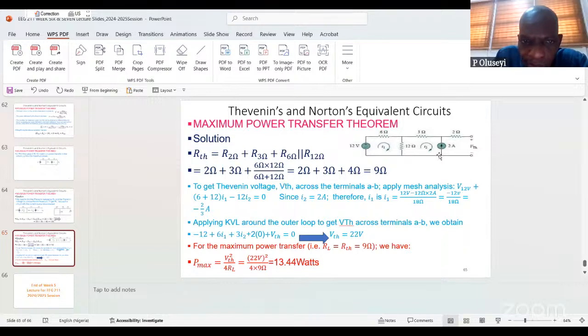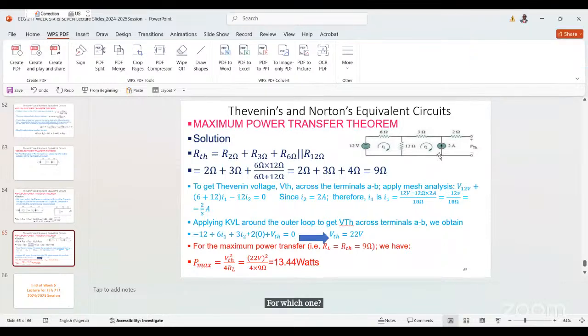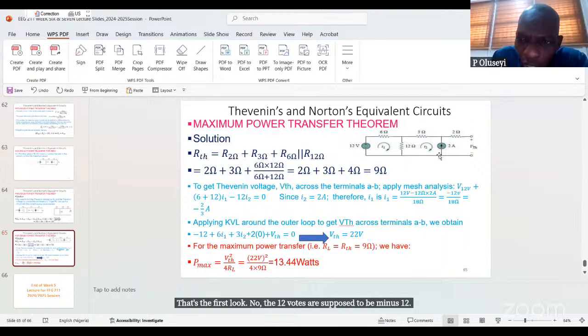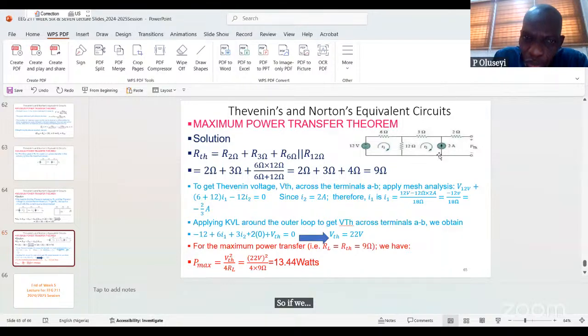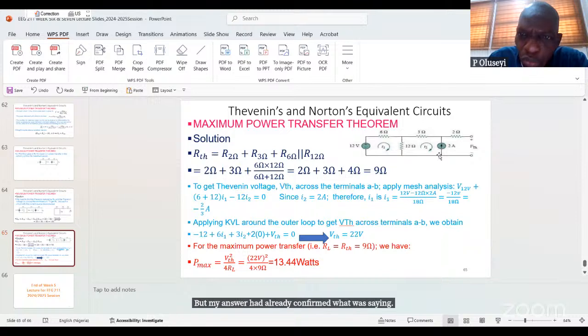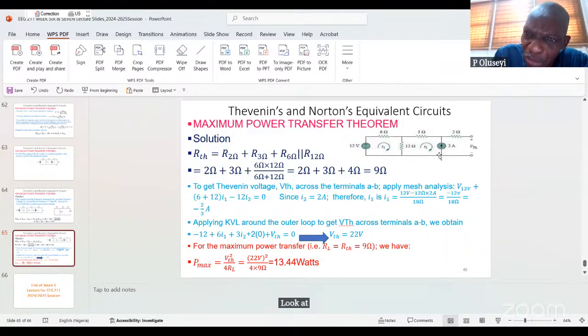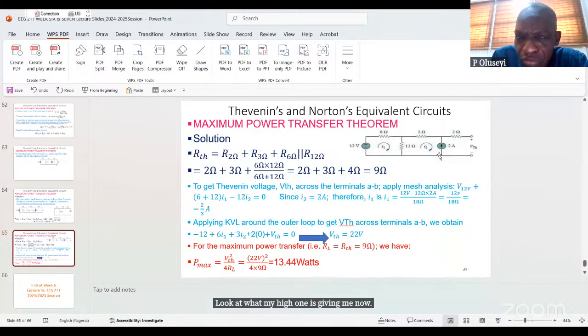For which one? That's the 6 first loop. No, the 12 volt source is supposed to be minus 12. And that's what I'm telling you. I agree with you. But my answer had already confirmed what you are saying, because I went that way. Look at what my I1 is giving me now. My I1 is giving me a negative answer. Am I communicating?